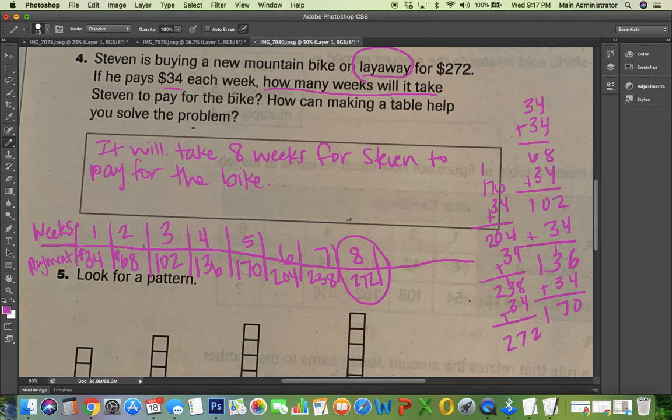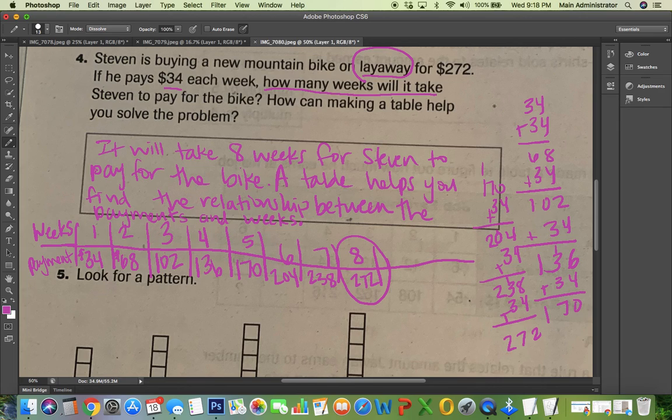How can making a table help you solve the problem? A table helps you find the relationship between the payments and weeks. Of course, yours will look much better than mine.